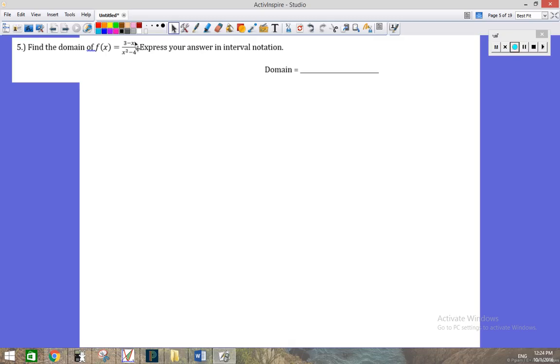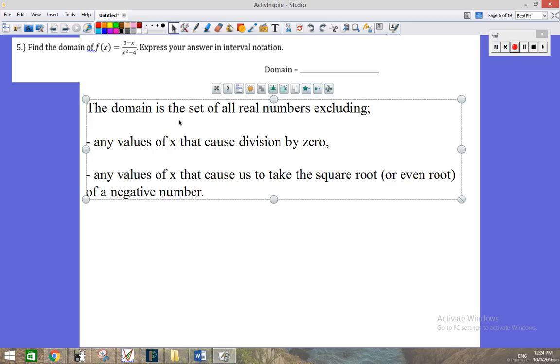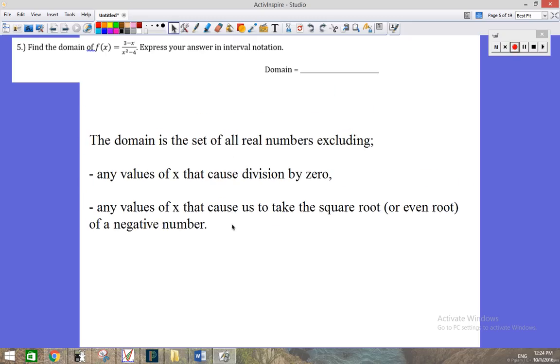F of x is equal to 3 minus x over x squared minus 4. Well, the domain is the set of all real numbers, excluding any values of x that cause a division by 0. We do have a variable in a denominator, so it's possible that for some value of x, it could result in division by 0. So we come in and we temporarily set that denominator equal to 0 to see if there's a solution to this equation, and if there is a solution, or more than one solution, we exclude those values.